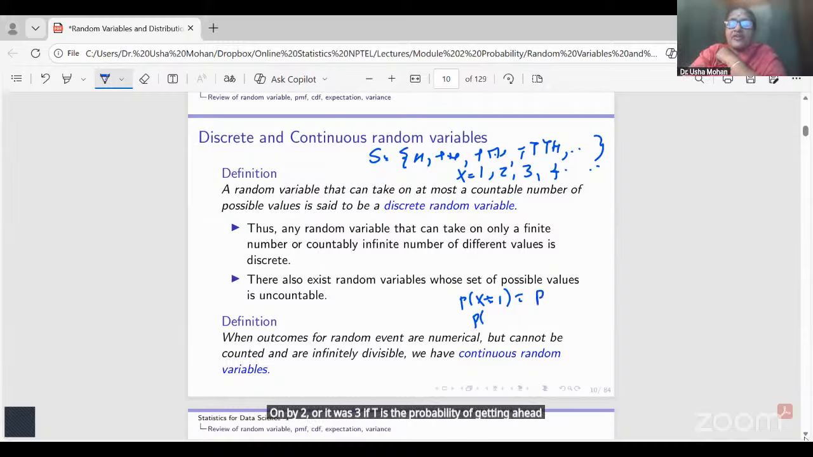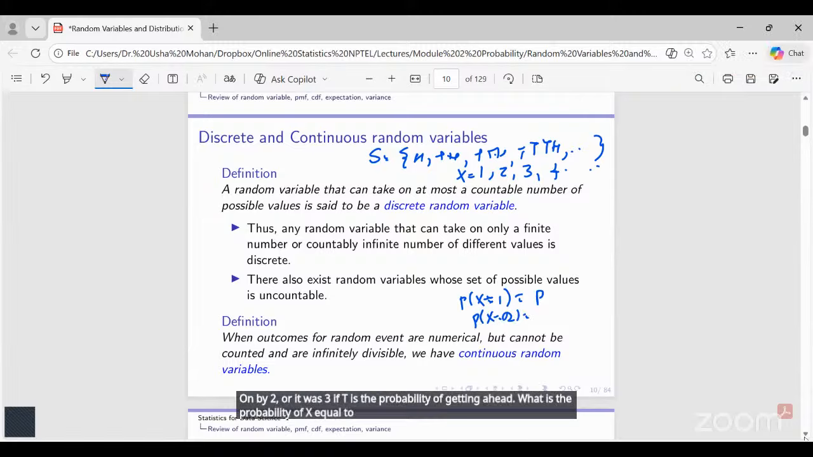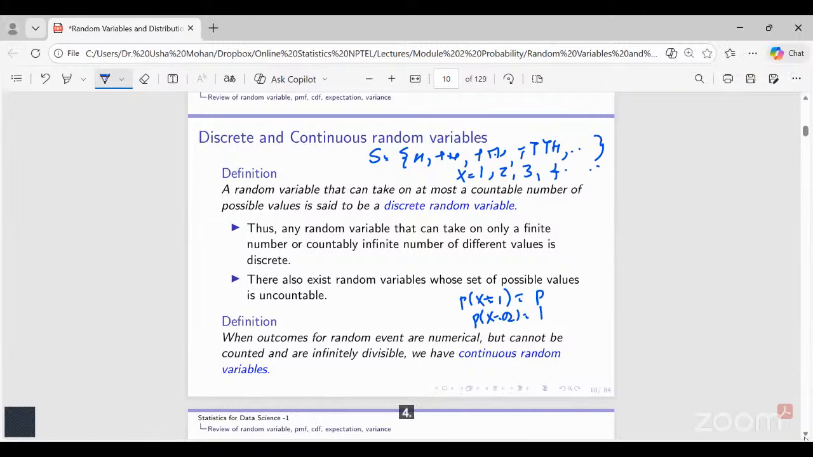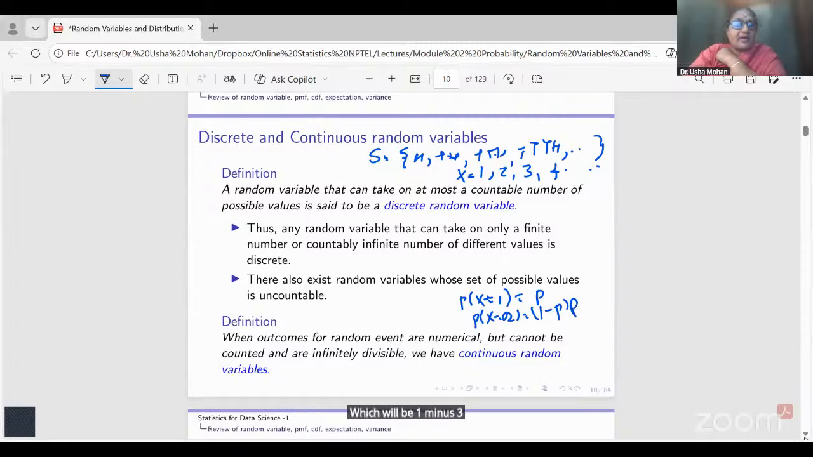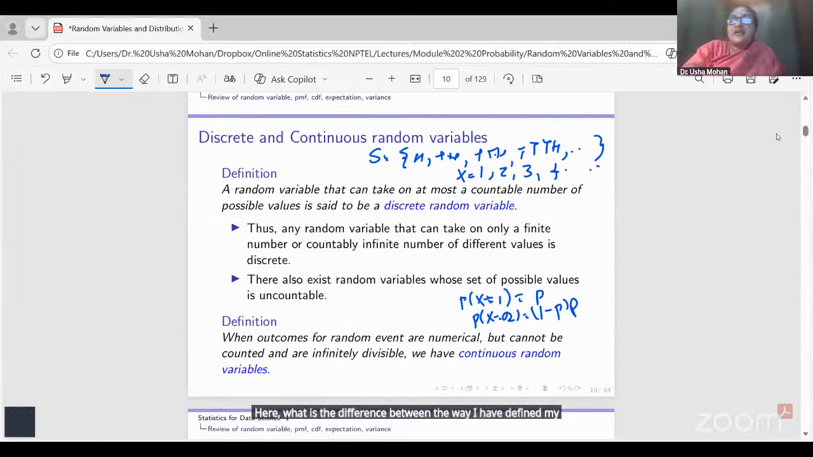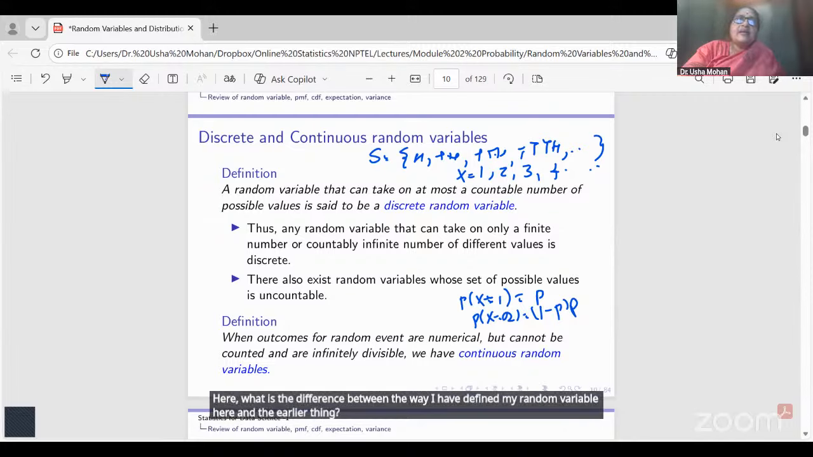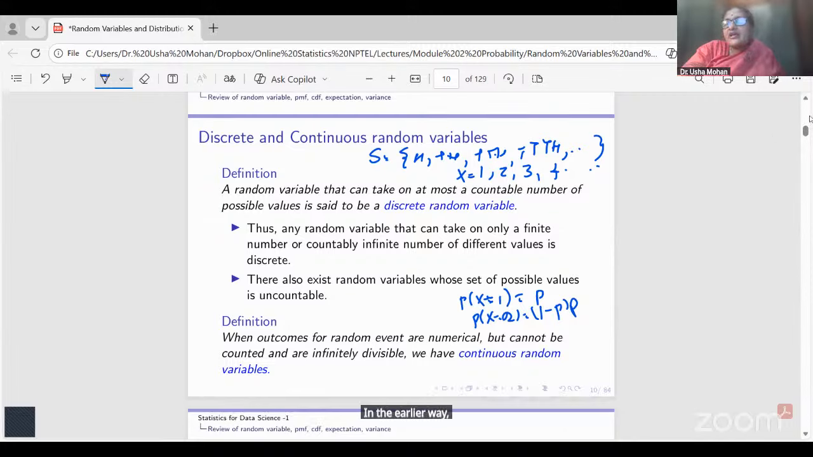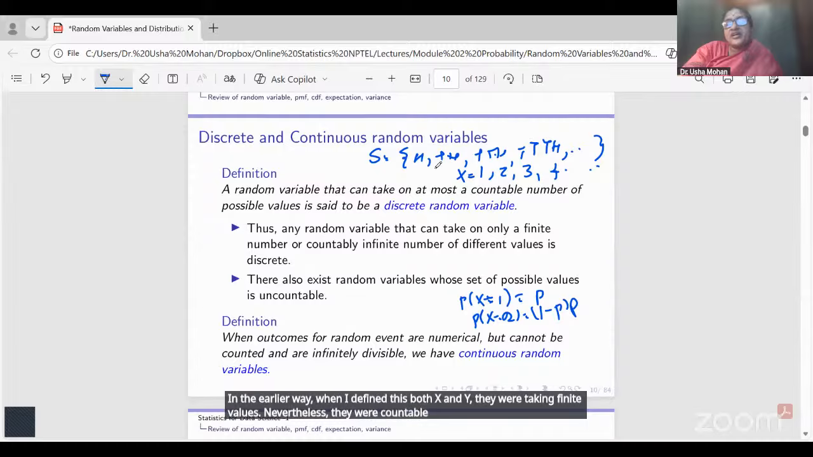What is the probability of x equal to 2? 1 by 4, which will be 1 minus p into p. Agreed? So you can see what is the difference between the way I have defined my random variable here and the earlier one. In the earlier way, when I defined both x and y, they were taking finite values. Nevertheless, they were countable. Whereas here you can see x can take any value, 1, 2, 3, 4. Is the difference clear?